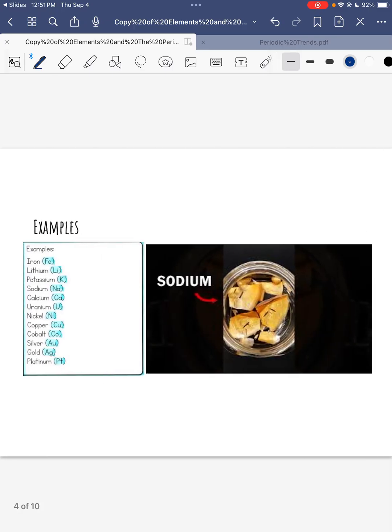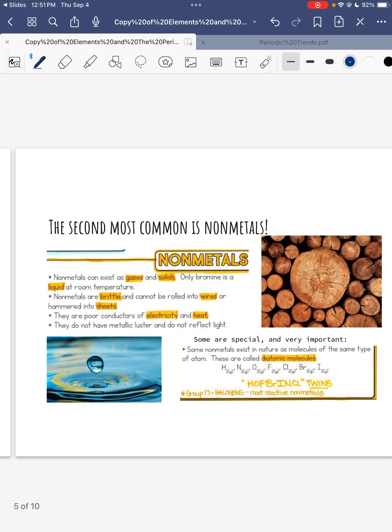Before we get to our next category, here are some examples of common metals. Iron, lithium, potassium, even things like sodium are examples of metals that do fun things like interact with water, but all of these are examples of metals.